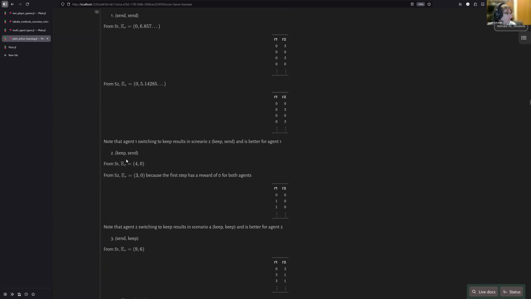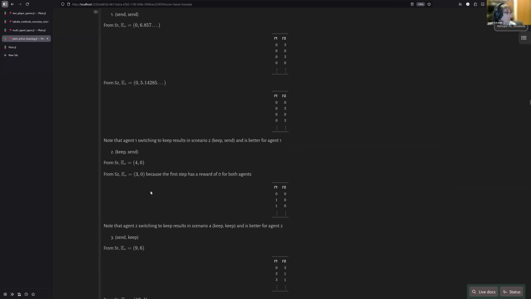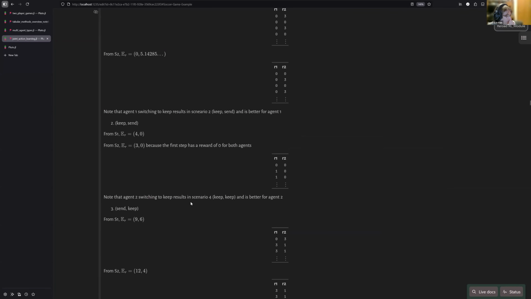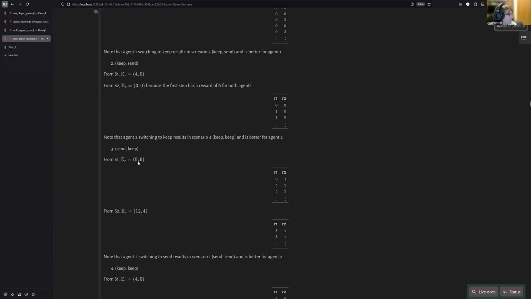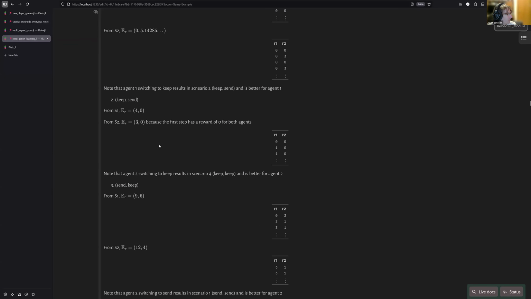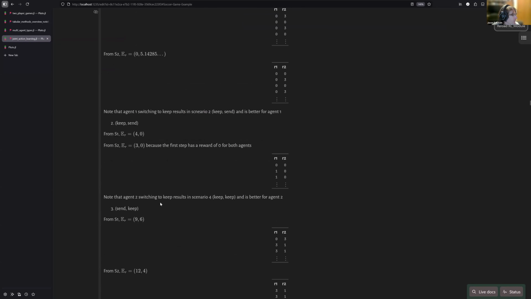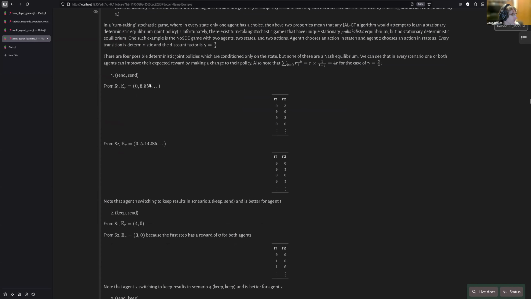Similarly, if we look here, now agent two has a reward of 0 in both starting states. If it switches its action to keep, then we're in scenario 4, where even though this reward is 0, the reward it gets here is 4, and this is a better outcome. So agent 2 benefits from switching its action. Here, we have these values. If agent 2 switches to send, it results in send, which is the first one we calculated. And these two values are both higher than these two values, 6 and 4 versus 6.857 and 5.14.